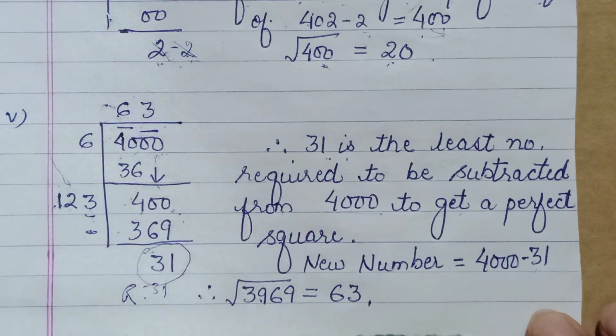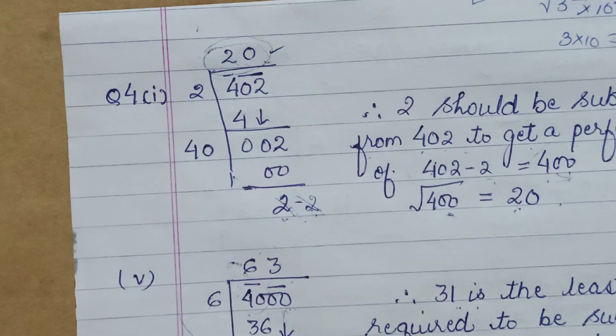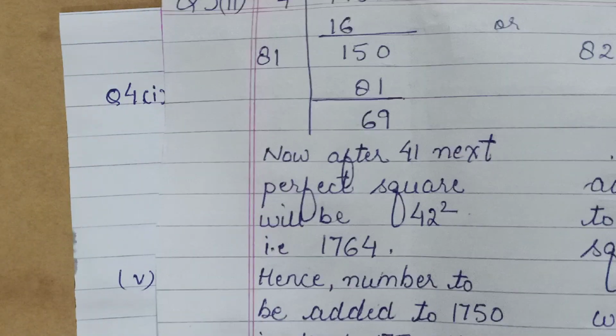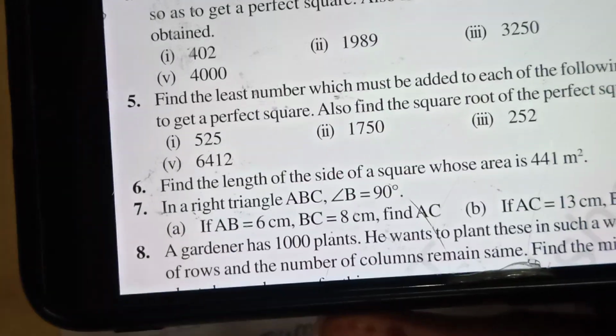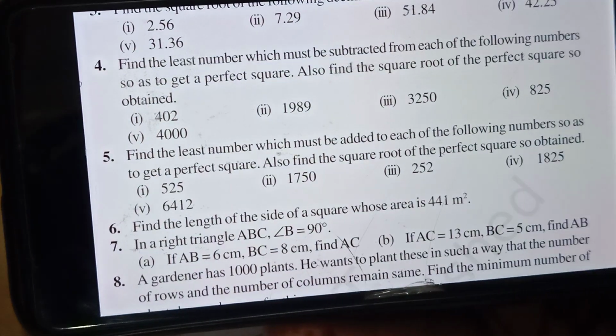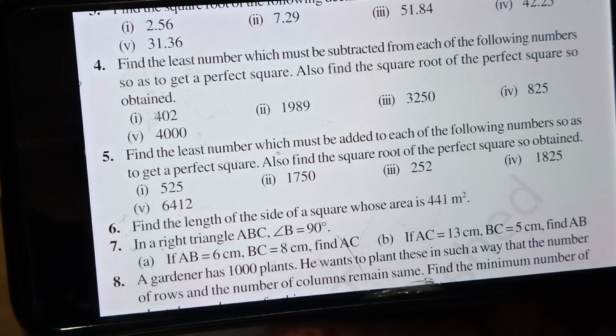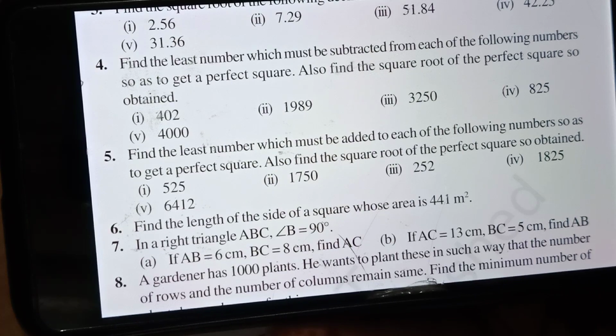Clear? Okay, now there are some more parts out here, children, which you'll try on your own, and I will also discuss the fifth question. That's the next one, because both of them are somewhat similar. Only इसमें subtracting था, उसमें आपका adding है. Okay, so this question you can see, find the least number which must be added to each of the following numbers so as to get a perfect square. Also find the square root of the perfect square so obtained.